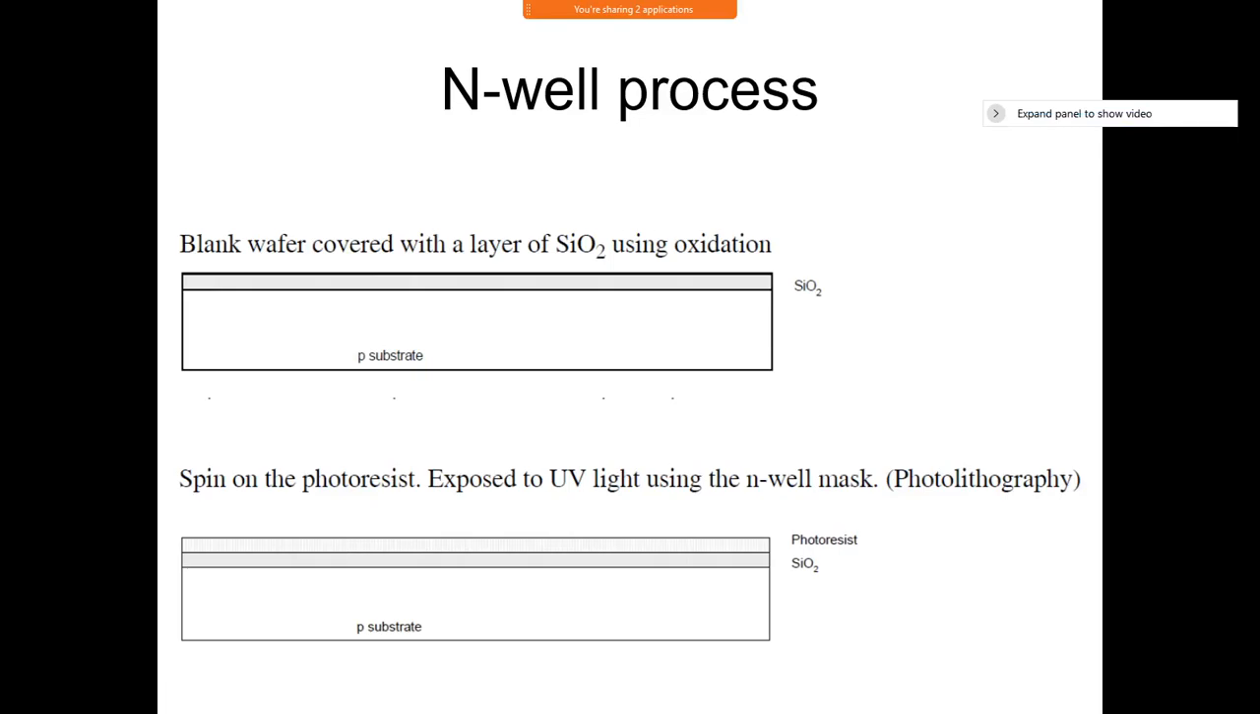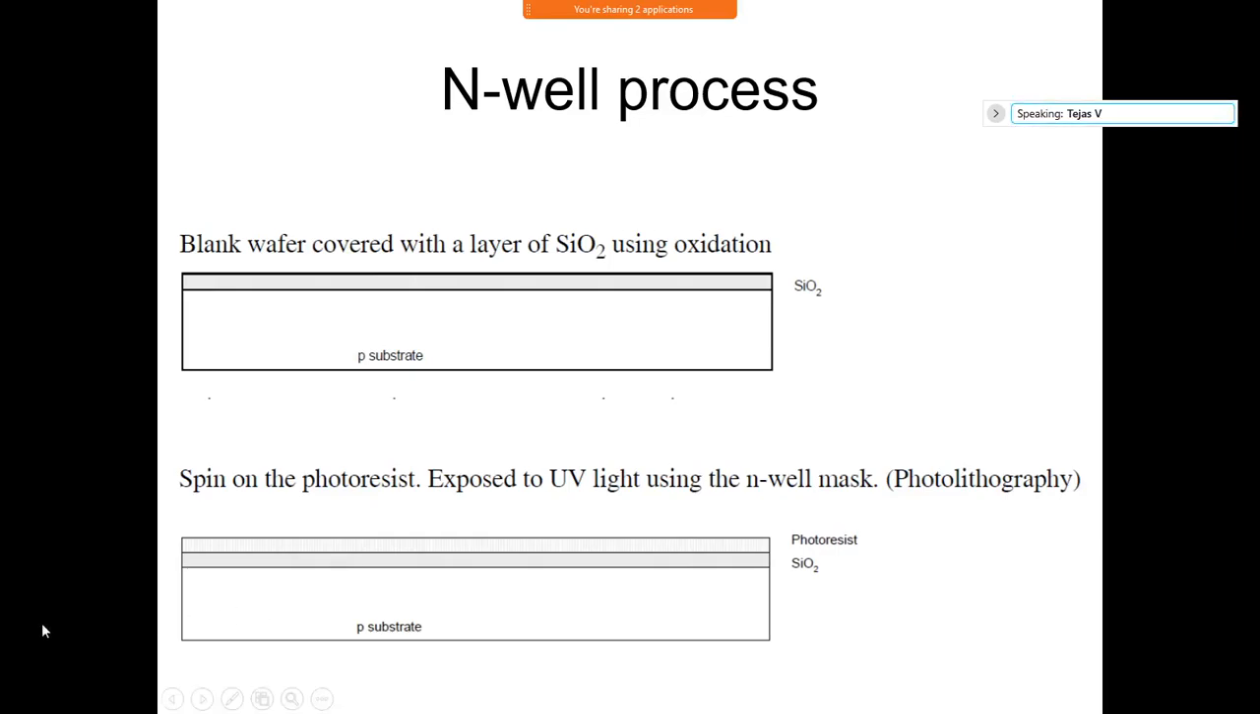Depending on the thickness required, the spinning rate and spinning duration changes. Suppose if you want to have a very thin photoresist, then you spin it for a longer time at a faster rate. Correct?